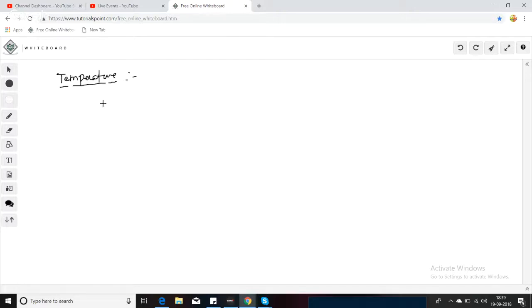Arrhenius equation is this. I'll write it down while explaining. A R H E N I U S. Arrhenius equation. Okay, and this is given by k is equal to A e to the power minus Ea by RT. This is the Arrhenius equation we have.